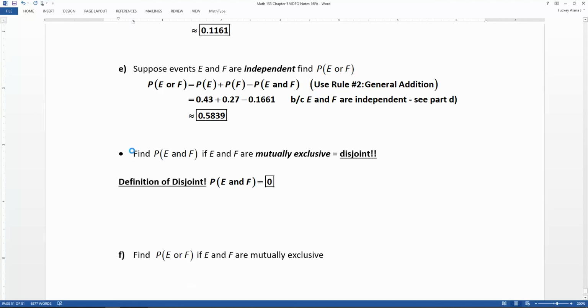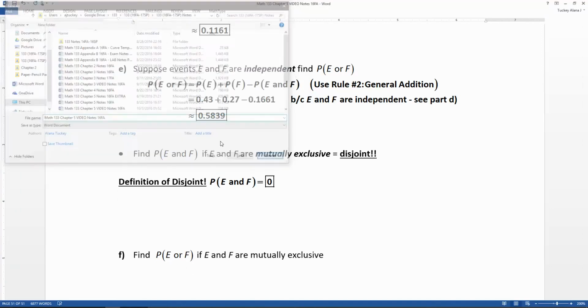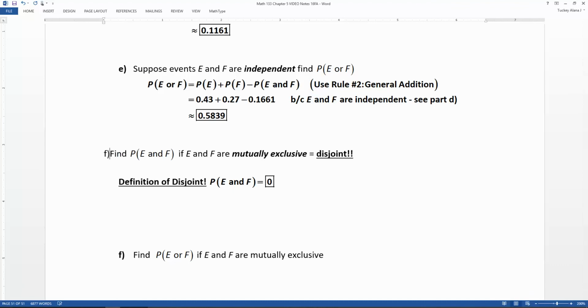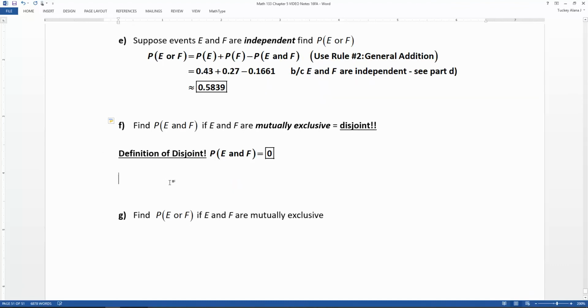Oops, and that was letter F. Sorry. My letters got wonky on me here. I don't know what I did, but I'm sure I can back up the video and find it somewhere.